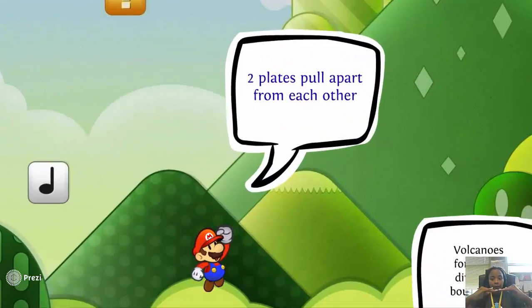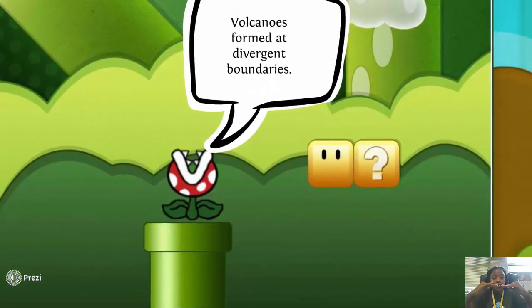Now, a divergent boundary occurs when two plates pull apart. They do what? They pull apart. All right? And when they pull apart, they form these vents in our Earth's surface. And when those vents form, magma comes out of the Earth's surface and becomes lava, and they harden, and it becomes a volcano. So when a divergent boundary happens, when two plates pull apart, a volcano is formed. All right.